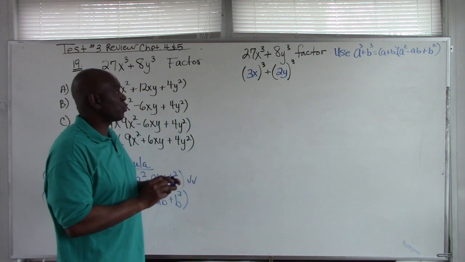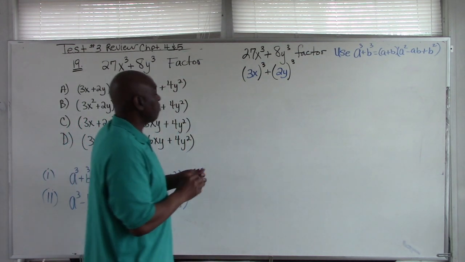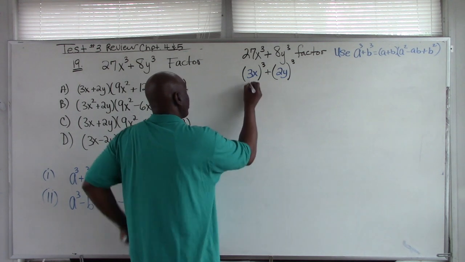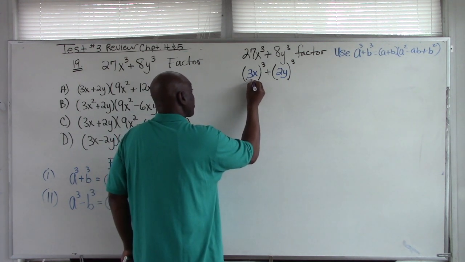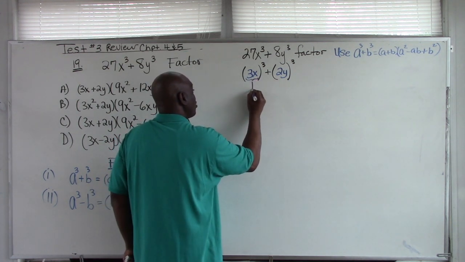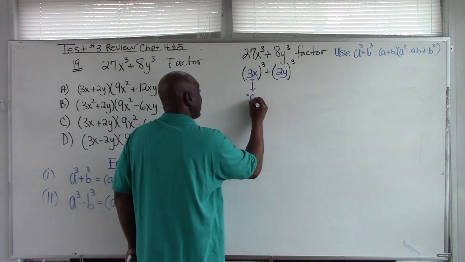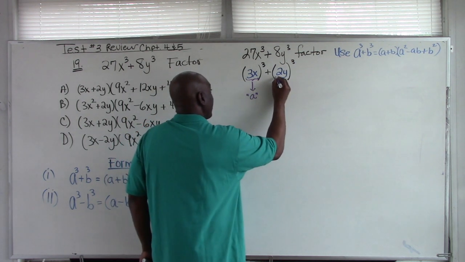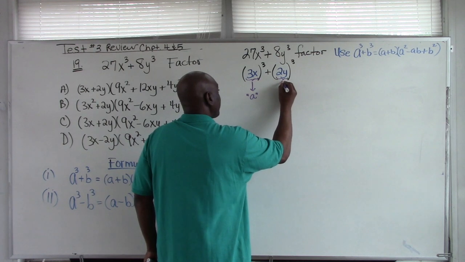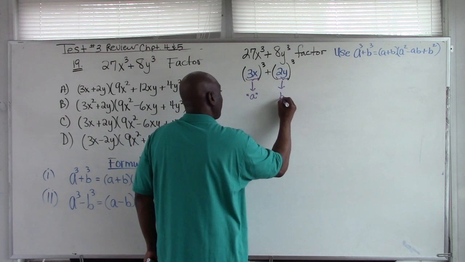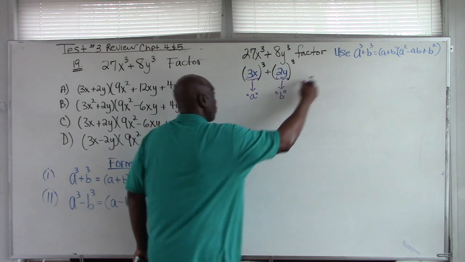Okay? So here's what it means. This 3x is your a, and this 2y is your b for this over here.